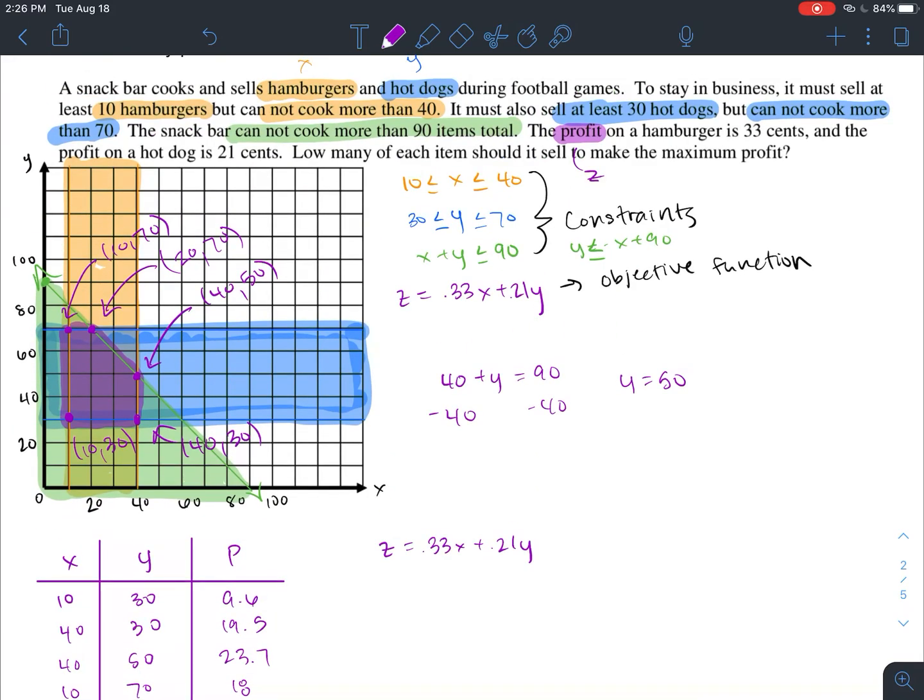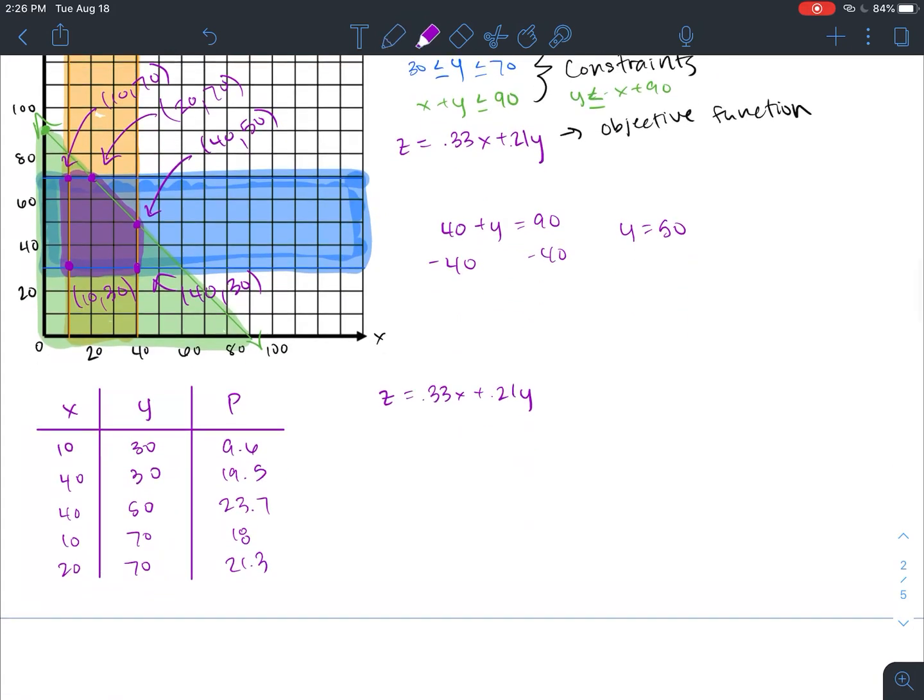Let's go back to our question. It says, how many of each item should it sell to make the maximum profit? So this is the maximum profit. They would have to sell 40 hamburgers and 50 hot dogs to make a maximum profit.